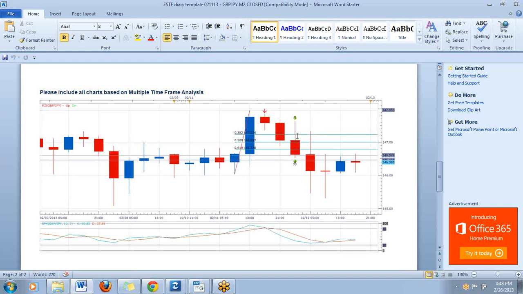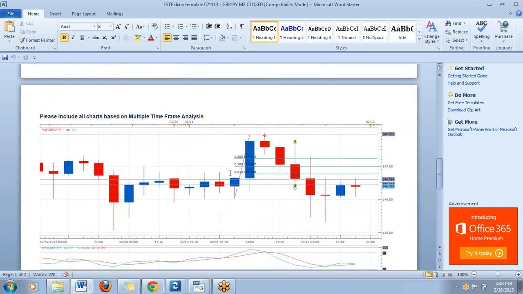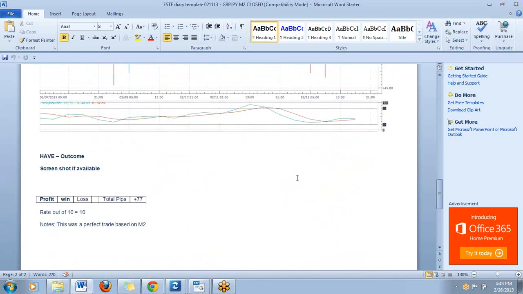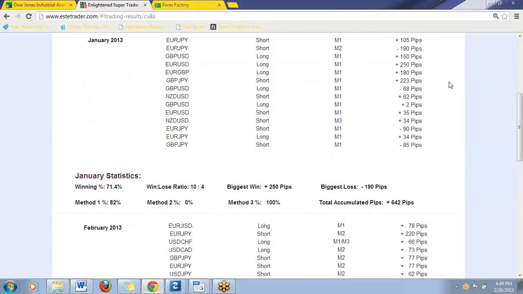So notice how the price went up and then went down, and the beauty of being mechanical is that I don't care if the price goes through there, I've got my stop. In terms of the target of 146.63, actually it even went through to 77, but I got it at 63, a bit lower. This was a perfect trade based on M2, a 77 pip gain, which I rate out of 10. So there's an example. Now Tony asked me, can you show me the way you do things? Okay, no problem. Let me go back.